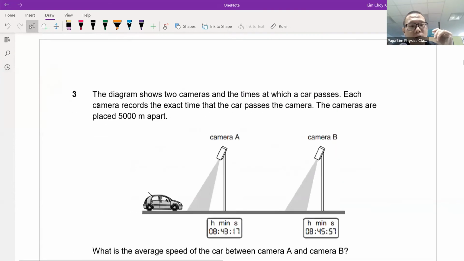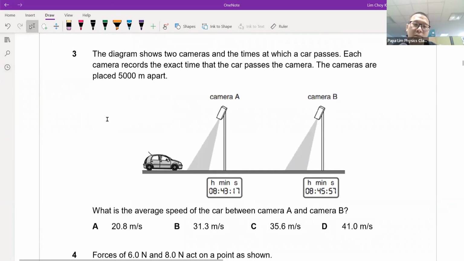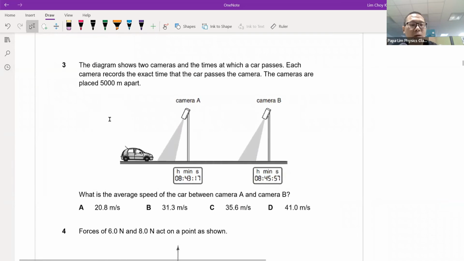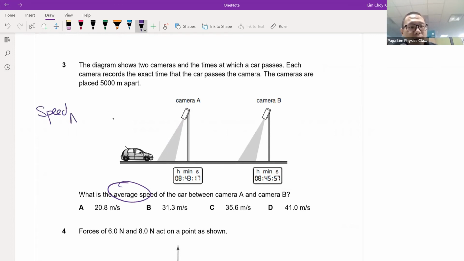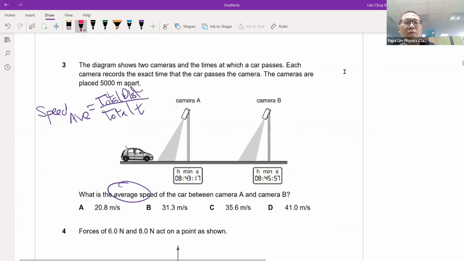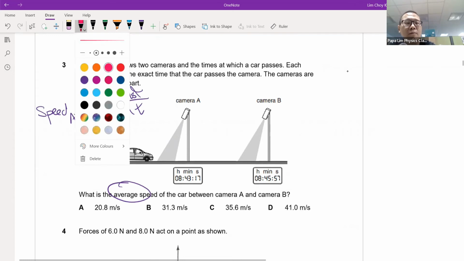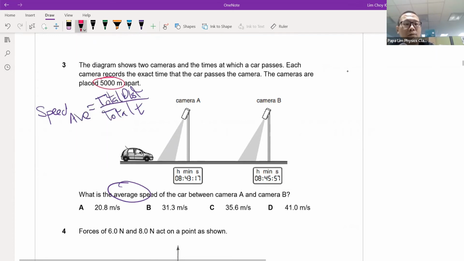Okay, now for question 3. Question 3 is a simple kinematics question, whereby we look at it in terms of average speed. The calculation of average speed, the formula, will be total distance divided by the total time. The thing that we want to be extra careful about here is we know that the total distance is 5,000 meter, definitely. It's given in the question.